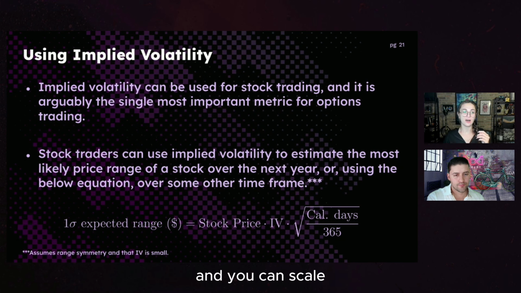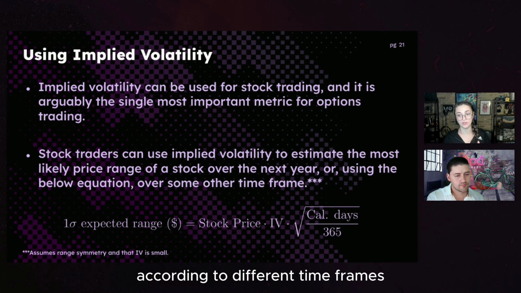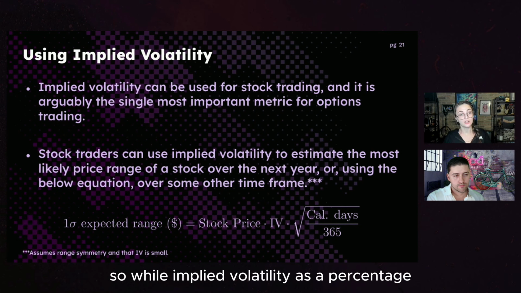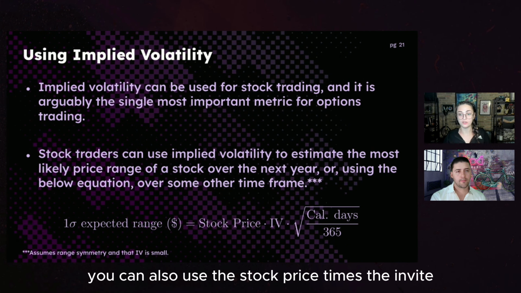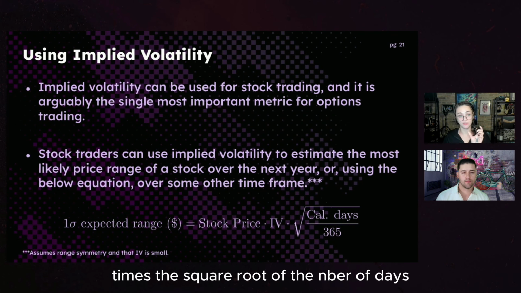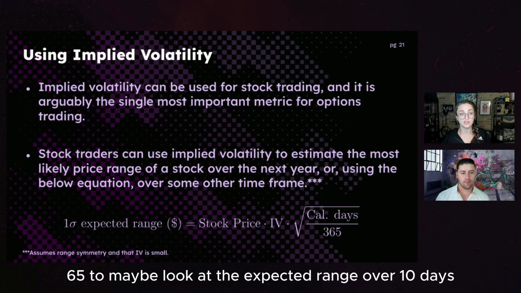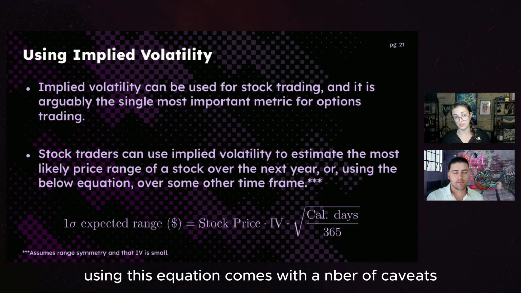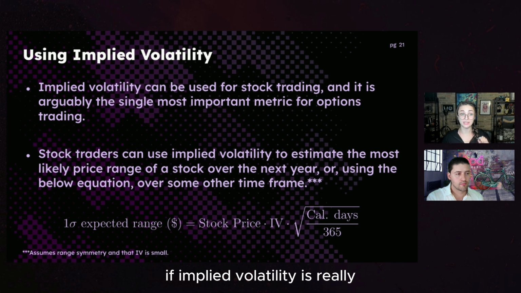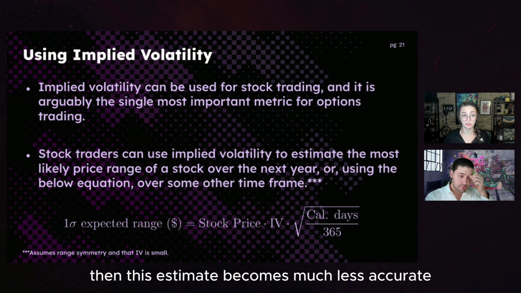And you can scale the implied volatility according to different timeframes using this formula. While implied volatility as a percentage gives you an annual expectation, that annual expected range, you can also use the stock price times the implied volatility times the square root of the number of days divided by 365 to look at the expected range over 10 days or 20 days or 30 days. You can scale the implied volatility using this equation. It comes with a number of caveats. If implied volatility is really, really big, then this estimate becomes much less accurate.